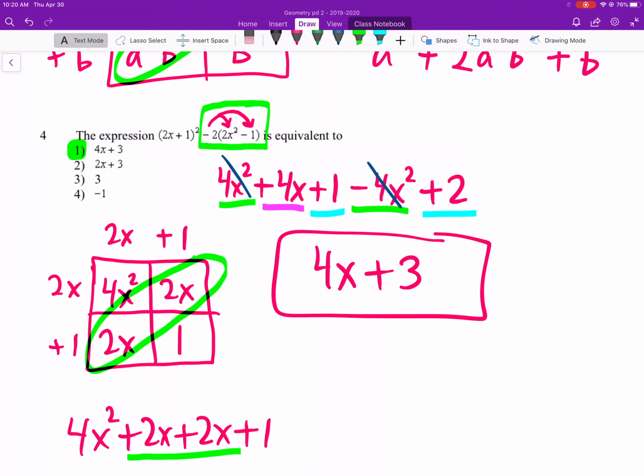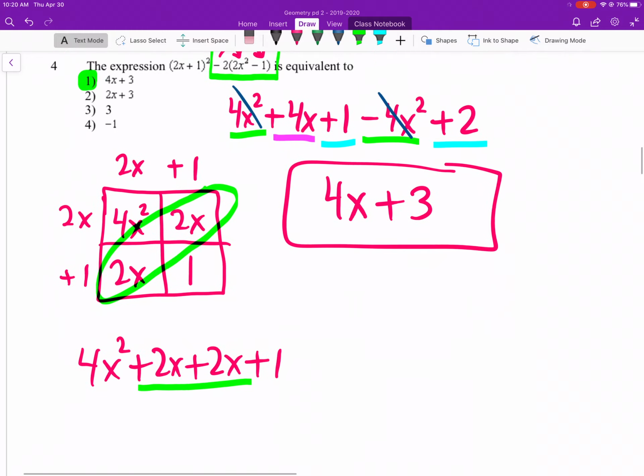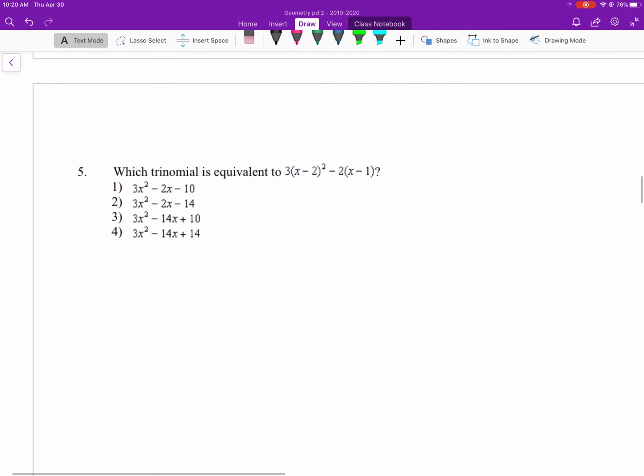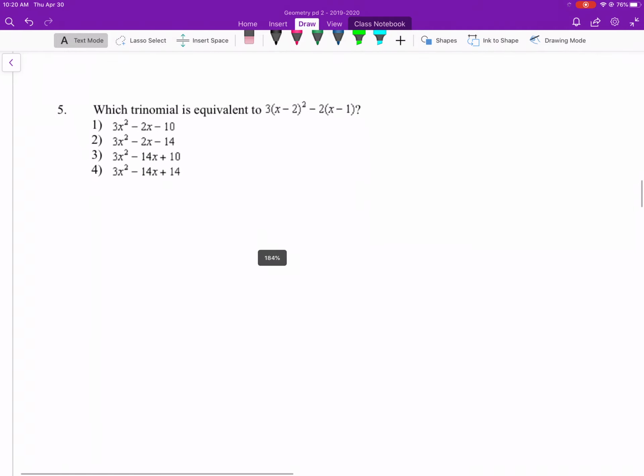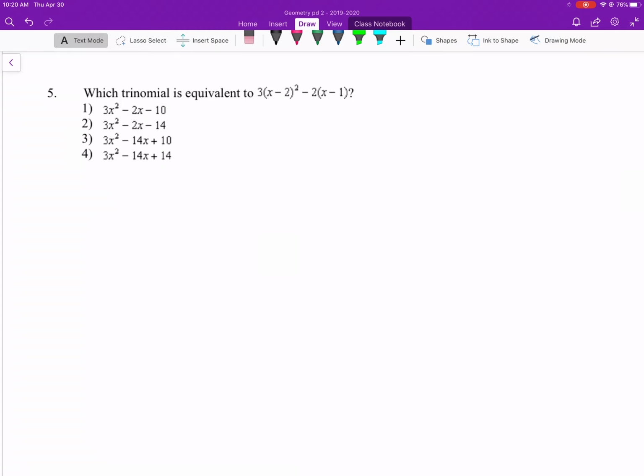Alright, so it's a lot, but keep in mind, do I have box method? Do I have distributive property? If it's one term times something, distributive property. If it's a binomial with a binomial, or a binomial with even a trinomial, we have to use the box method. Alright, now let's see what we have in number 5.